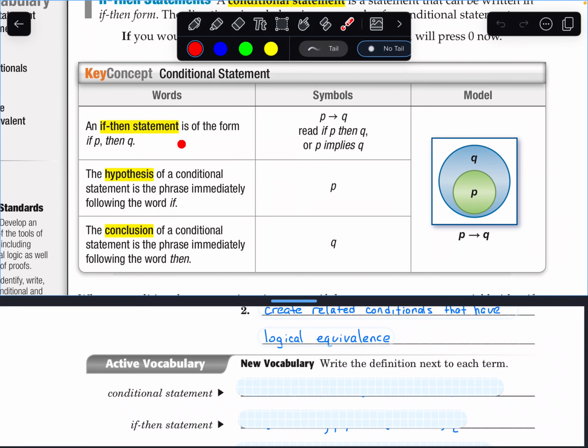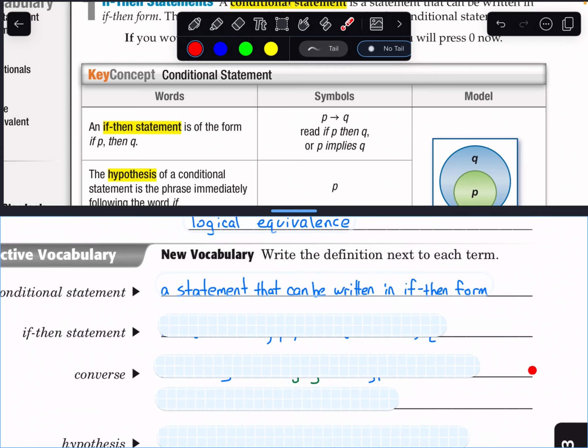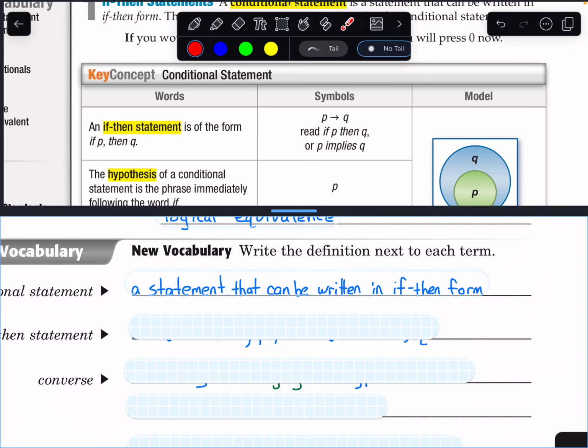An if-then statement is of the form if P, then Q. Recall that P and Q are standing in for full statements. In symbols, we have P arrow Q, read if P then Q, or if P implies Q, or you can see it as P leads into Q. So to define conditional statement, it is a statement that can be written in if-then form. An if-then statement means if statement P, comma, then statement Q.